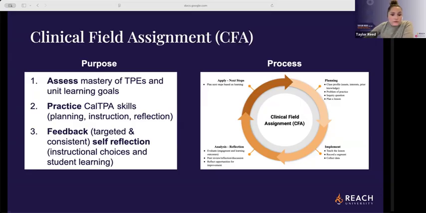Each step of the CIFA process is interactive and collaborative. Candidates receive feedback from faculty at each stage of the process, utilizing CIFA rubrics aligned to the TPEs. It serves as a bridge between coursework, classroom practice, and reflective growth, all of which will support candidates' success with the CalTPA and throughout their teaching career.